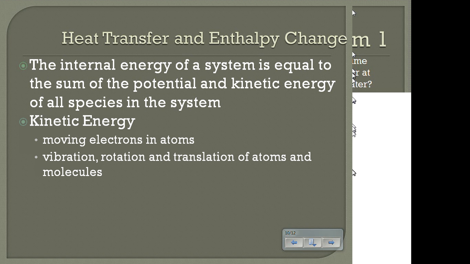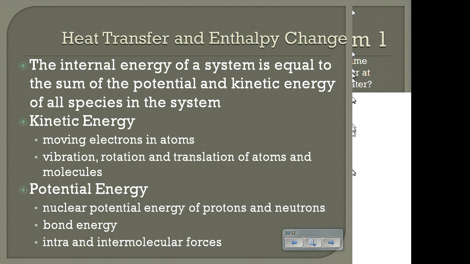Kinetic energy is the energy of motion. So where do we see motion in chemistry? Well, we've got moving electrons in atoms, and we also have vibrating, rotating, and translating of atoms and molecules. So basically, molecules are always moving around. Potential energy is in the form of many things. So we have the nuclear potential energy of protons and neutrons. That's not really going to affect any of our calculations because, again, we're not going to split apart any nuclei. But we do have potential energy, stored energy, in the form of bonds and in the form of intra and intermolecular forces. So this is what we have to keep in mind throughout this entire unit.